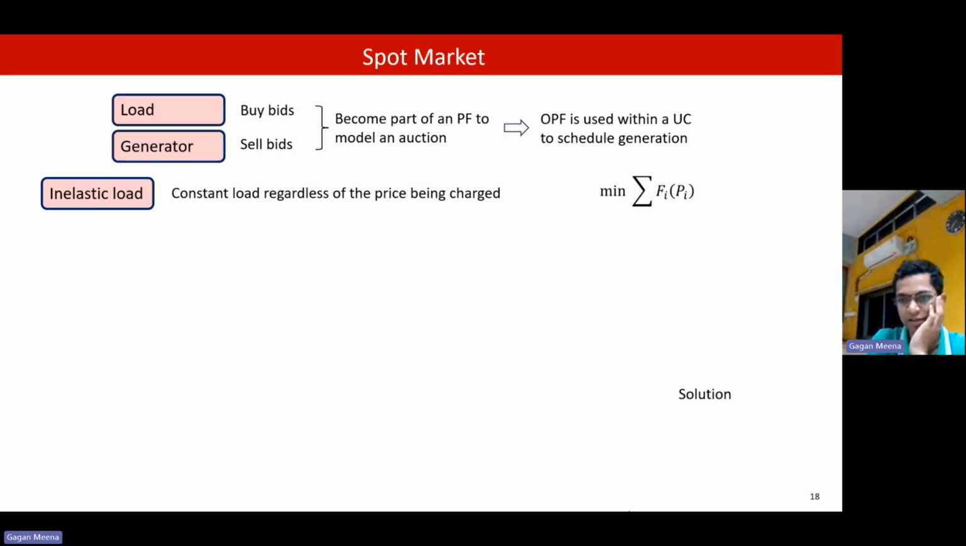Now there are two cases. One is when the load is inelastic. The load is inelastic, that means whatever the price is, the load remains constant. The load serving entity is willing to pay any price to satisfy the demand. Inelastic, so it doesn't want to change the load requirement based upon the price.